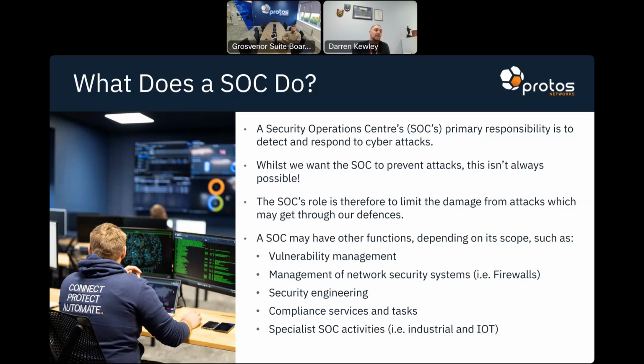You may also then get specialist SOC activities. We are quite general with our client base. We range from healthcare organizations to solicitors, then to manufacturing clients. But you might have SOCs that are industrial and deal with OT, operational technology, and IoT, which is very niche, for example in the oil and gas sector. But in the main, that's what a SOC does. It detects and responds to cyber attacks.